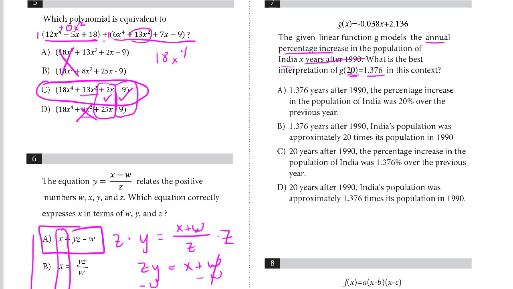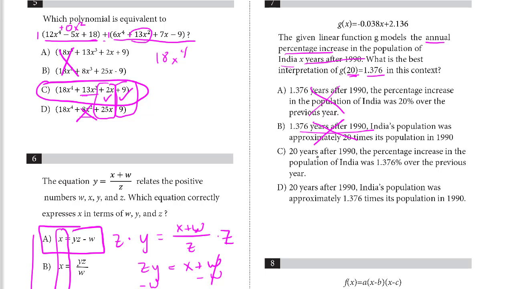So this says over a 20-year period from 1990 to 2010, the annual percentage increase in the population of India will be 1.376%. Let's look for that answer. A, 1.376 years after 1990? No, it's 20 years after 1990. 1.376 years after 1990, again, that's a misunderstanding. It's 20 years after 1990.